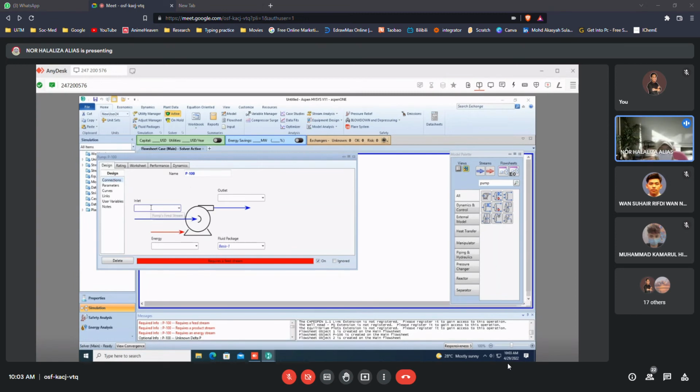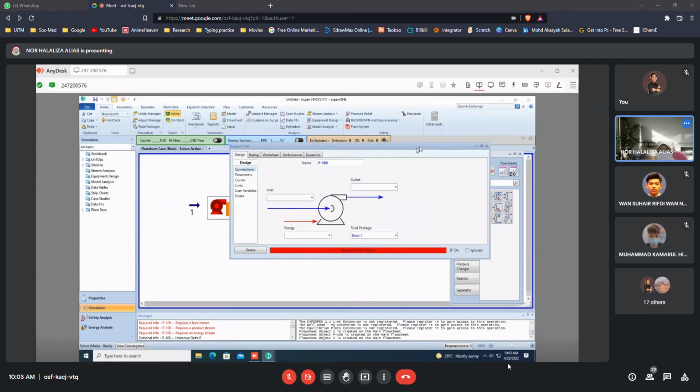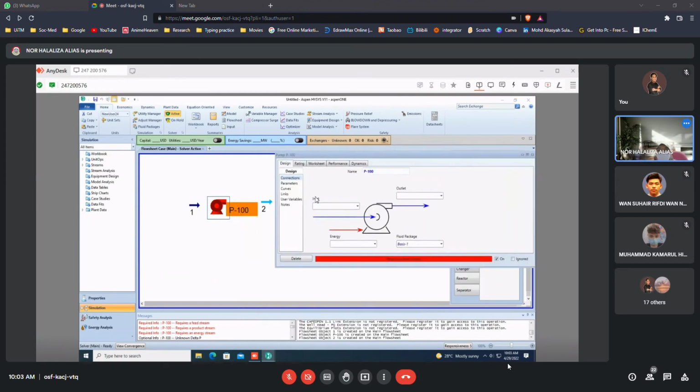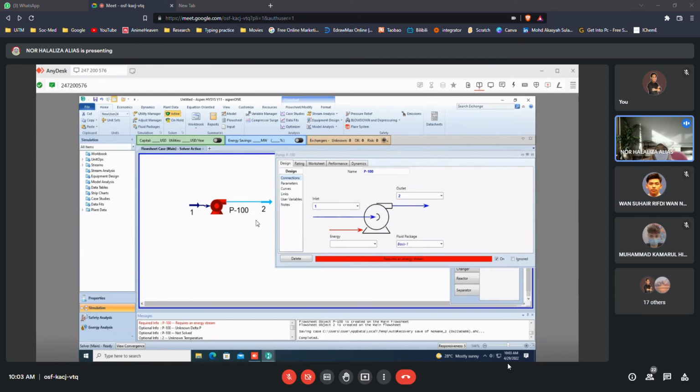Connection, how to connect? Okay, kalau you tengok tadi stream ni, sekejap, boleh saya ubah tak? Okay, inlet, this is stream 1 right? So you go to inlet 1 and then yang 2 ni output, so go to outlet 2. Nampak? Dia dah connect. Okay, boleh? Class, are you following? Yes.